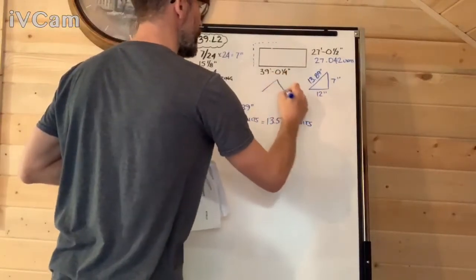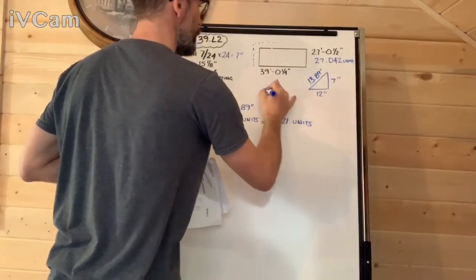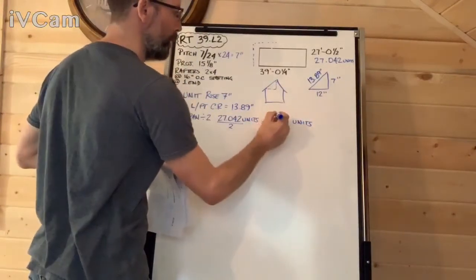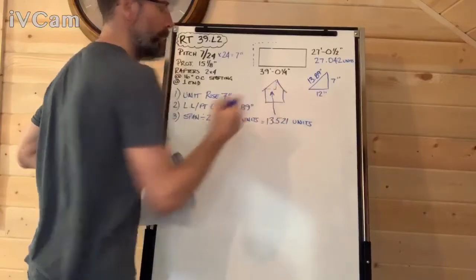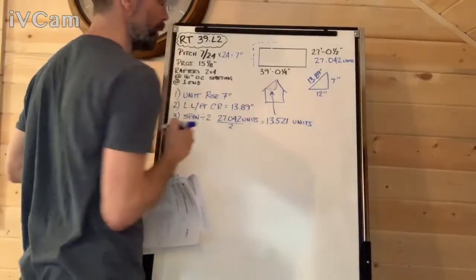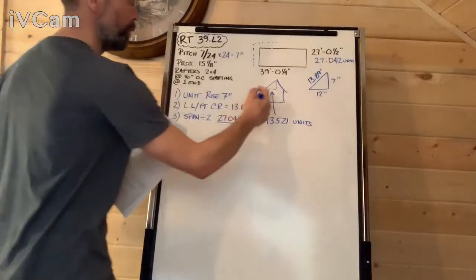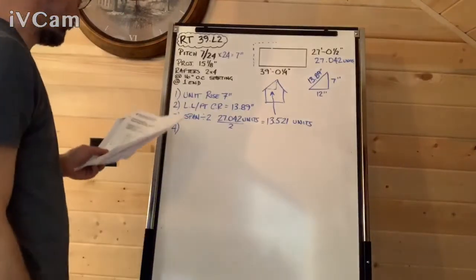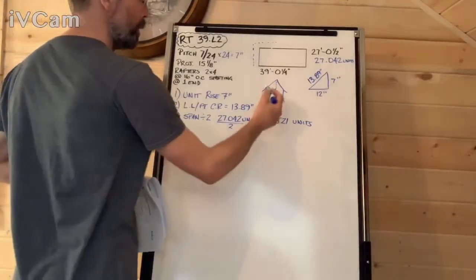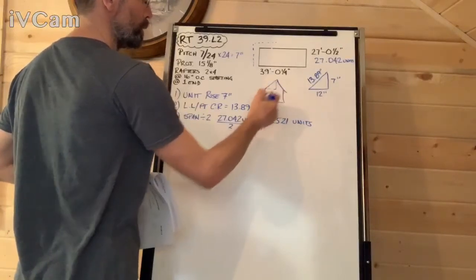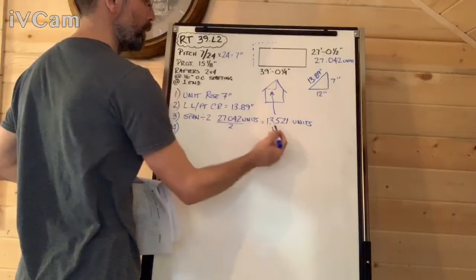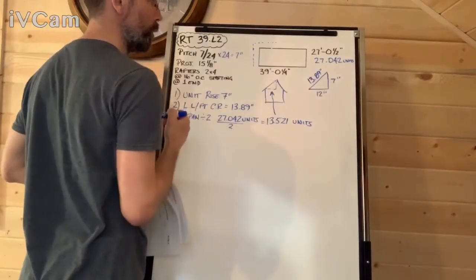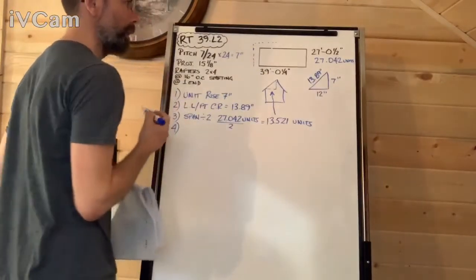We now know that this 13.521 units of run is right here. That is half of our building. So halfway across, 13.521 units of run for this common rafter. Number 4 asks us for the decimal length of the common rafter. Well, our rafter going up this slope of 7 in 12 runs 13.521 units. Each unit will go up the slope in line length of 13.89 inches.